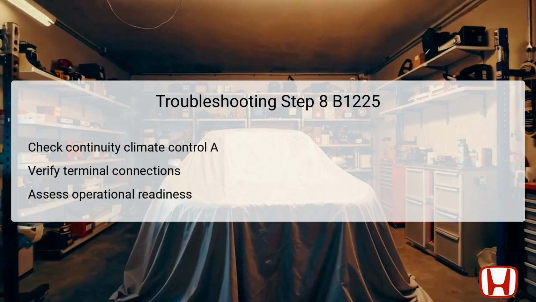If continuity does exist, this confirms the circuit's integrity is intact up to this point. However, if you find there is no continuity, it's crucial to investigate for possible faults in the wiring that could be causing an open circuit condition. Checking for proper connections and ensuring there are no corrosion or pin damage is essential in this step to ensure stable communication between the components.